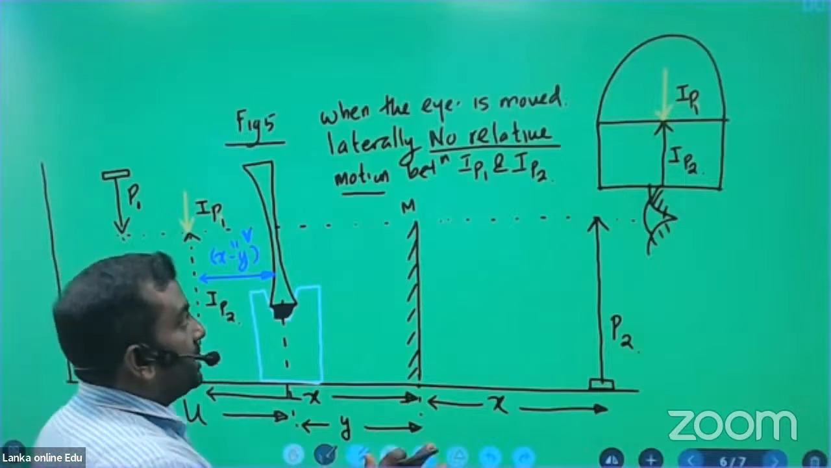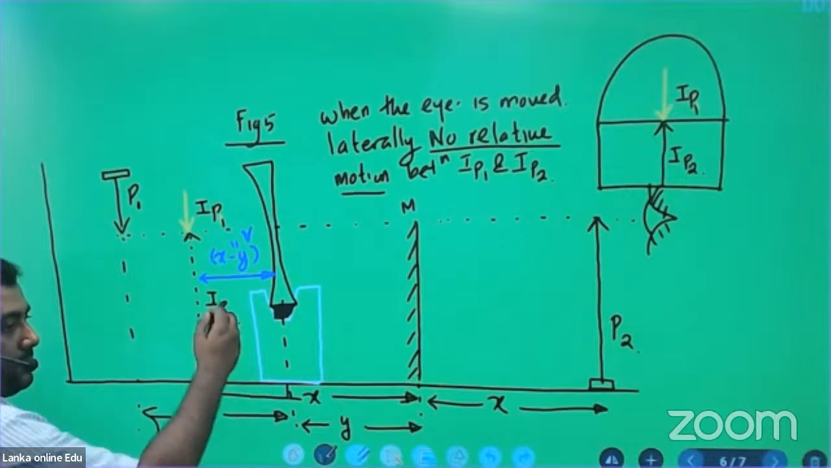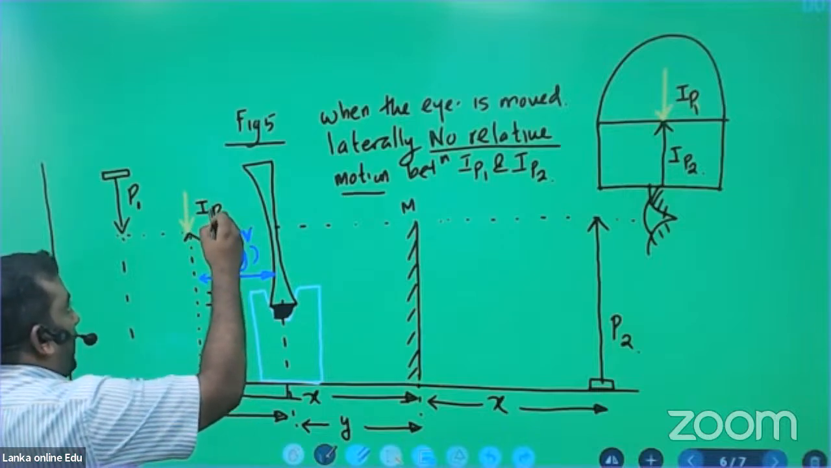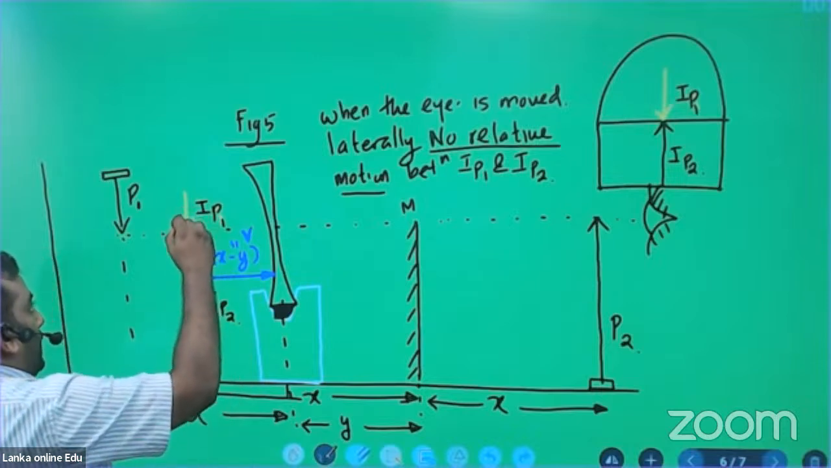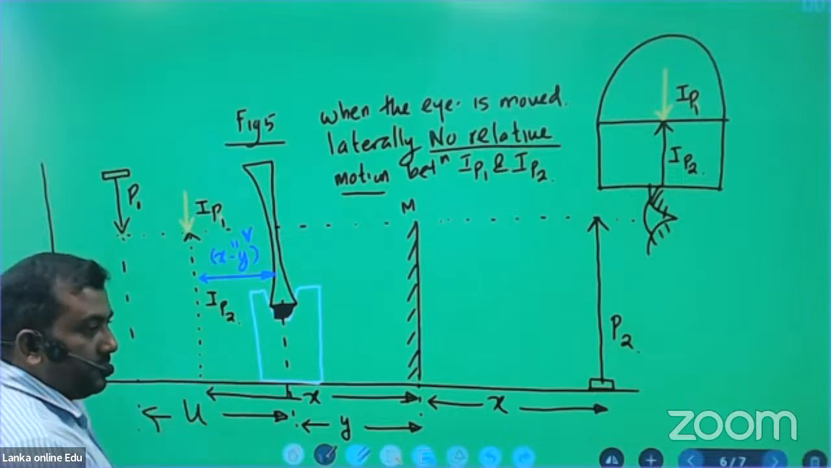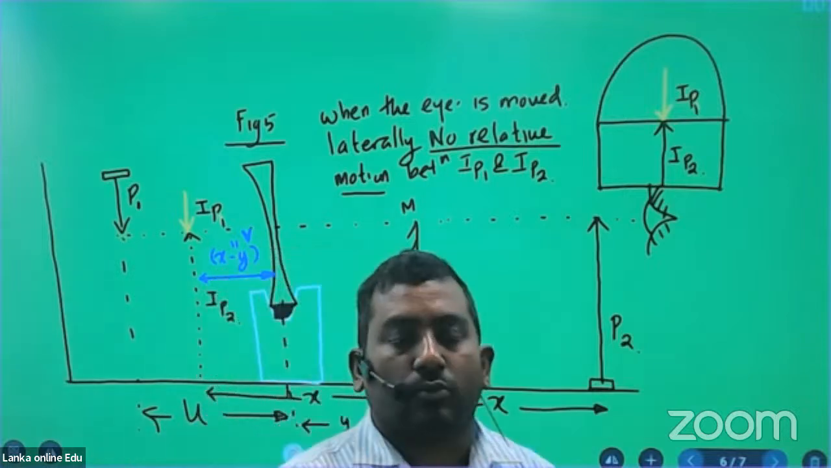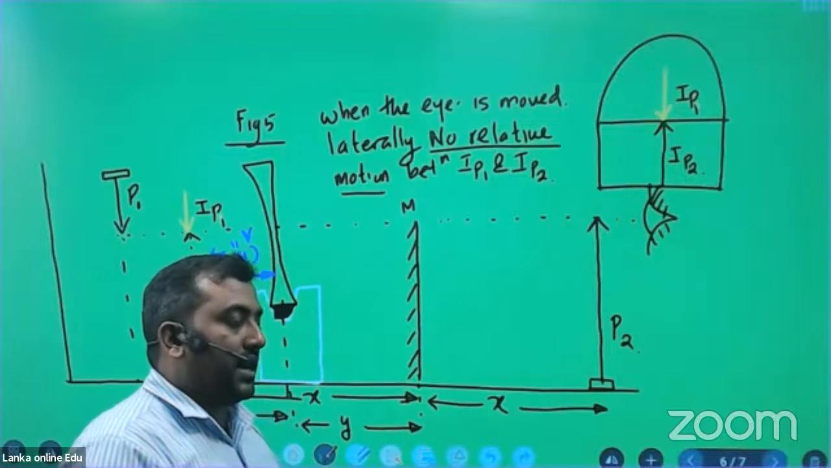And at one instant, the image of P1 will coincide with the image of P2.